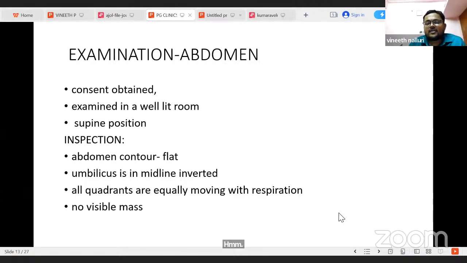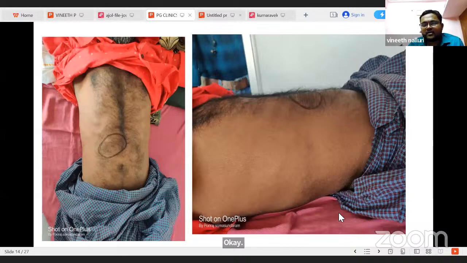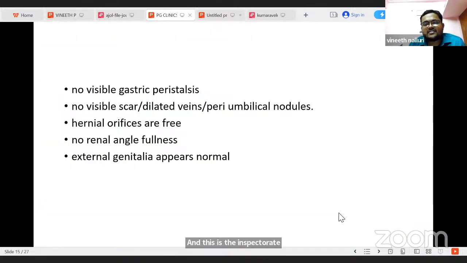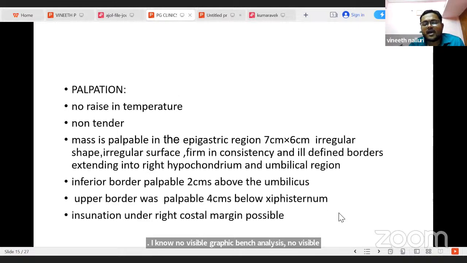Consent obtained. Examined in a well-lit room in supine position. On inspection, abdomen contour was flat. Umbilicus is in midline, inverted. All quadrants are equally moving with respiration. No visible mass. No visible gastric peristalsis, no visible scar or dilated veins or periumbilical nodules. Hernial orifices are free. No renal angle fullness. External genitalia appears normal. On palpation, no rise in temperature, non-tender.